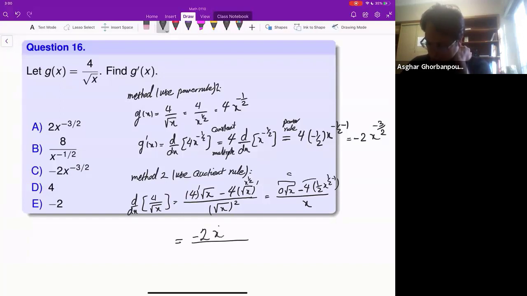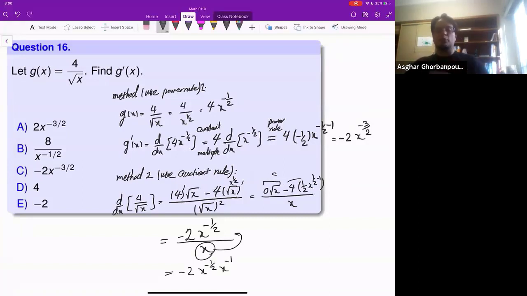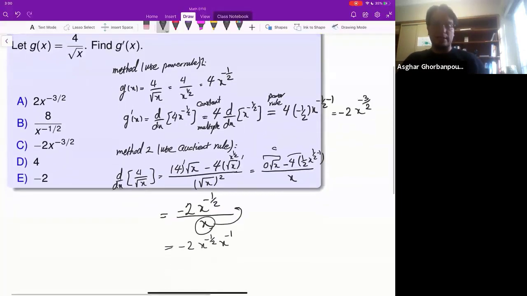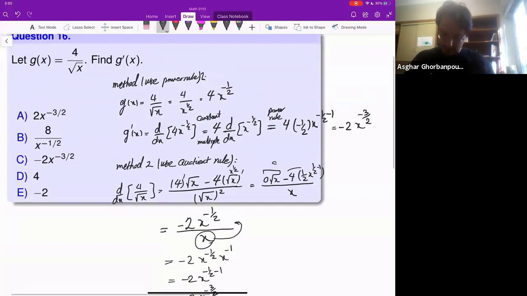And then x to the power negative half, there's also x there. I can bring that x up. So this is negative 2 x to the power negative half times x to the power negative 1. Because if you bring something from the denominator to the numerator or the other way around, you have to multiply its power by negative. So then you have negative 2x to the power negative half minus 1, which is negative 2x to the power negative 3 over 2, which is the same thing. And we have the result here.